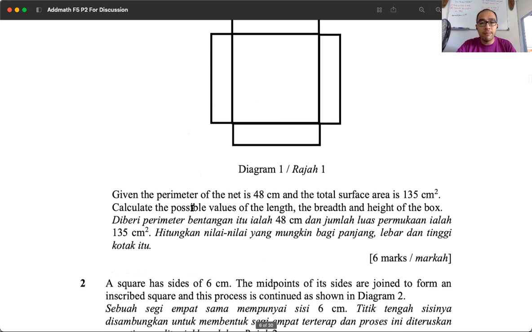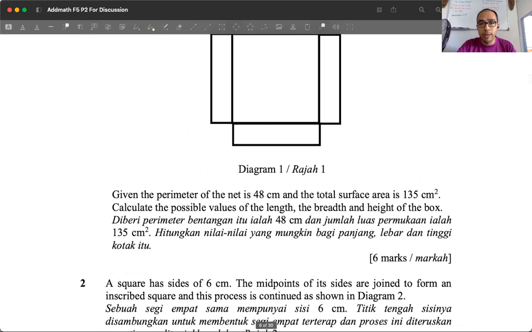Now given the perimeter of the net is 48 cm. The perimeter of the net is 48 cm and the total surface area is 135. So these are the 2 pieces of information that are given to you, which is the perimeter of the net and the total surface area. Perimeter is here, and then the total surface area is 135.